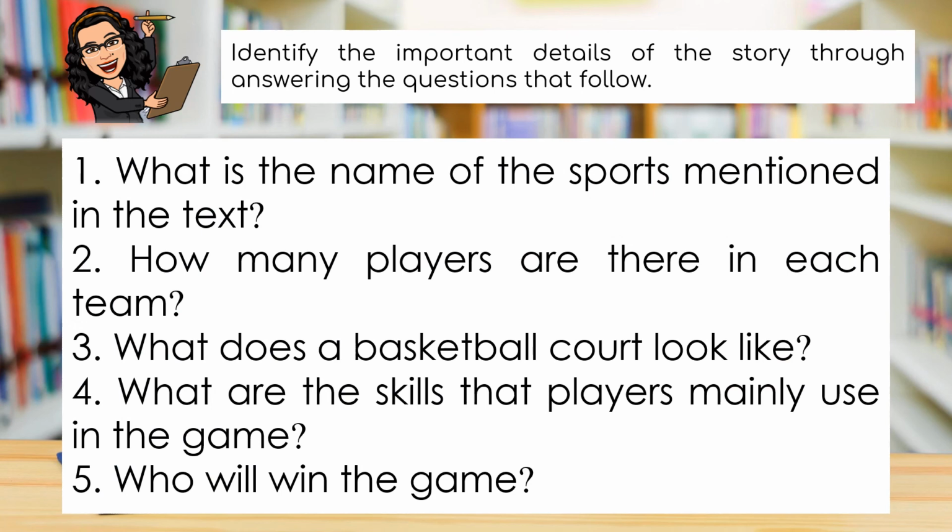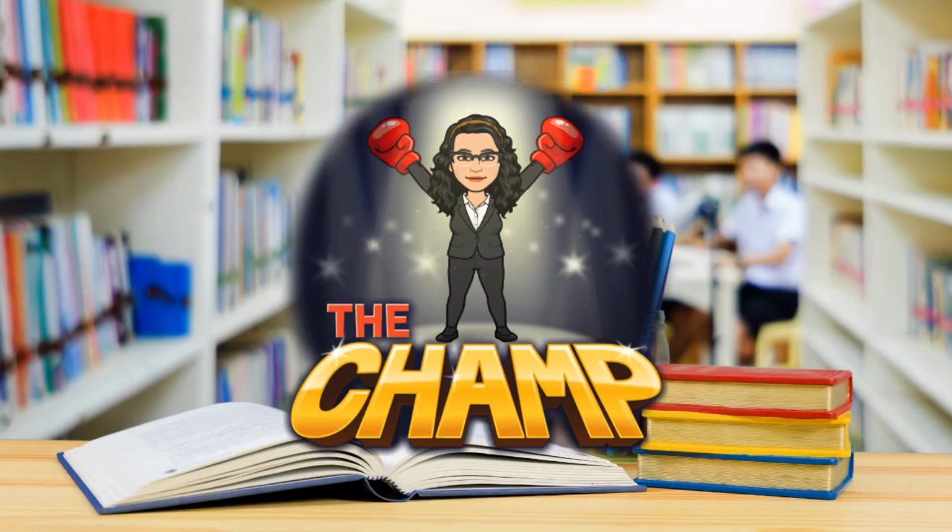Based from the expository text you have heard, what are the answers to these questions? 1. What is the name of the sports mentioned in the text? 2. How many players are there in each team? 3. What does a basketball court look like? 4. What are the skills that players mainly use in the game? 5. Who will win the game? Were your answers correct? You're the champ!